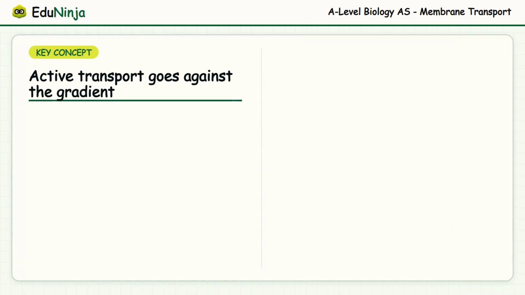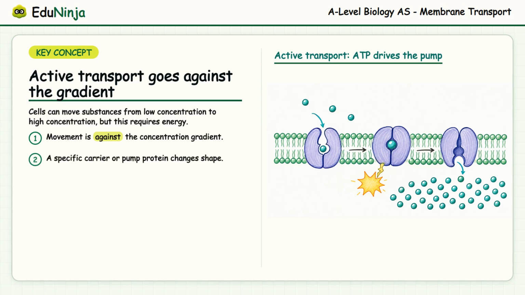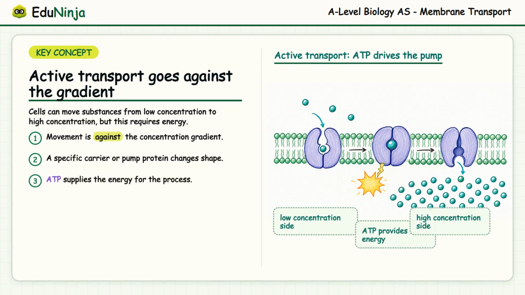Active transport is different because the cell moves substances against the concentration gradient. That means a specific carrier or pump protein changes shape, and ATP supplies the energy for that change. In answers, use all three parts together: against the concentration gradient, using ATP, and through carrier proteins.